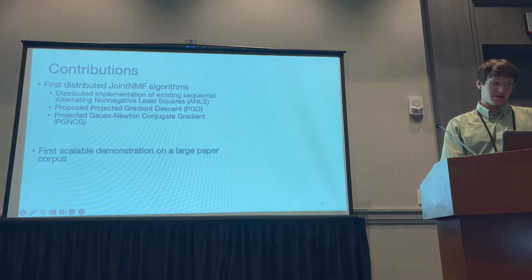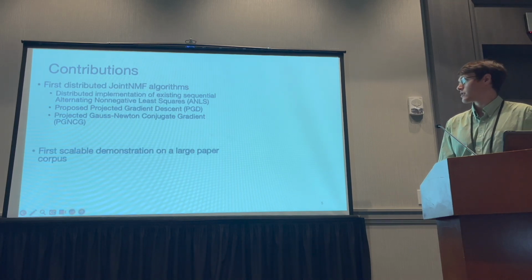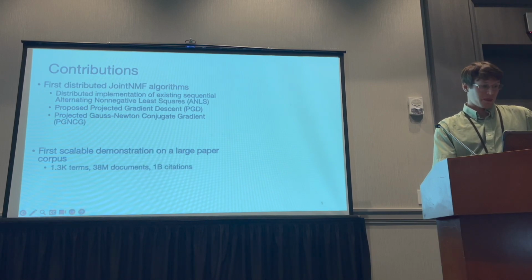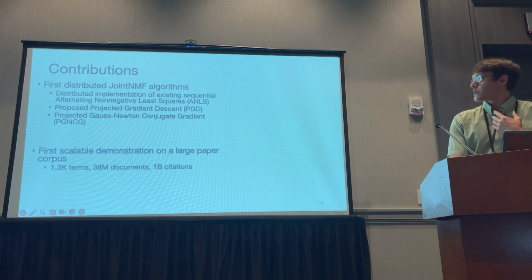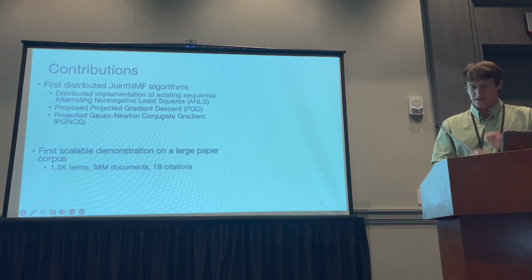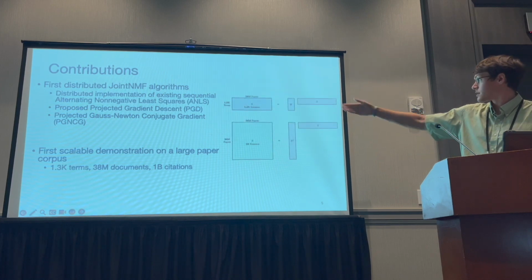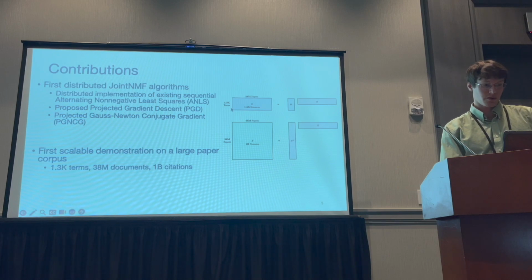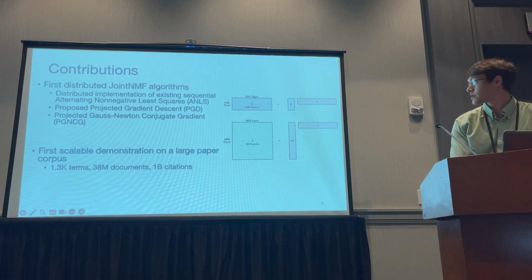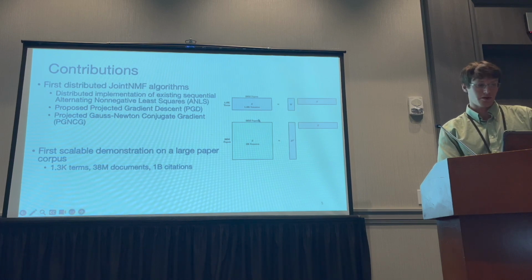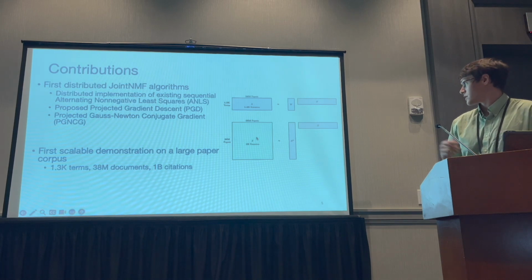We then take these three methods and demonstrate their scalability on a large paper corpus consisting of 1,300 terms, 38 million documents, with around 1 billion citation relationships, forming this data set here. So here X is 1,300 by 38 million, and has around 1.3 billion nonzeros. And the symmetric S matrix is around 38 million by 38 million, and has around 1 billion nonzeros.